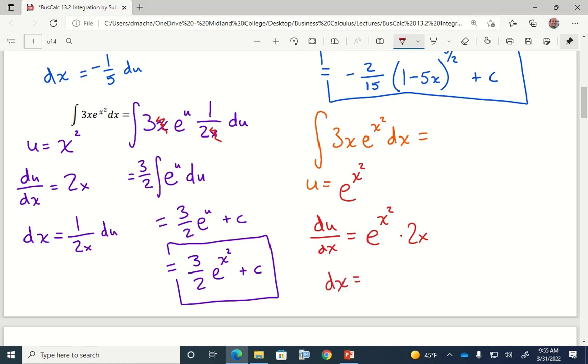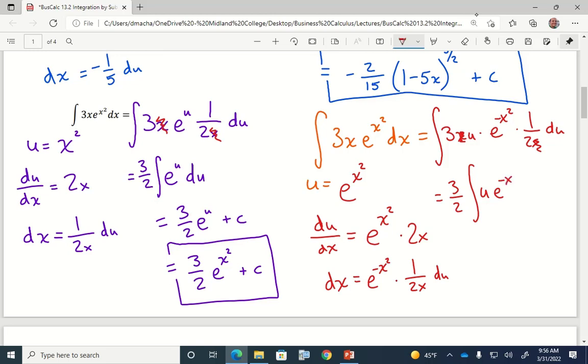If I rearrange to solve that for dx, I multiply both sides of that equation times dx, and then I divide by e to the x squared times 2x. And that's going to give me that dx is equal to e to the negative x squared times 1 over 2x du. And I'm going to make the substitution into my original antiderivative. So I have antiderivative of 3x times u times dx, which is e to the negative x squared times 1 over 2x du. And this x in the numerator cancels with the x in the denominator, and I can pull out a 3/2 and get 3/2 antiderivative of u e to the negative x squared du.